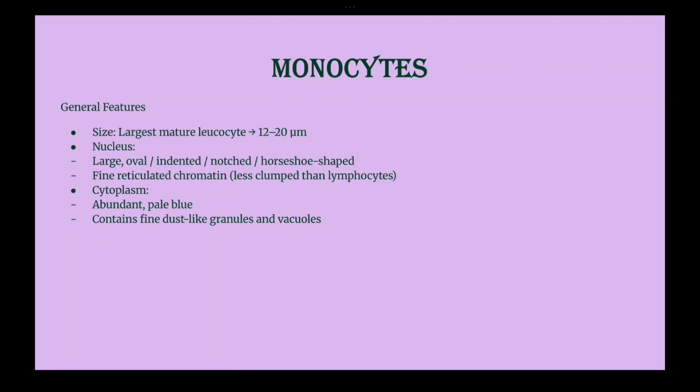Now the monocytes, the other type of blood cell, which is agranulocytic in nature. The size is the largest of the mature leukocytes, around 12 to 20 micrometers, and the nucleus is usually large, oval, indented, sometimes notched or horseshoe shaped. They have fine reticulated chromatin that is less clumped than in lymphocytes. The cytoplasm is abundant and pale blue in color due to the presence of dust-like granules and vacuoles inside the cell.